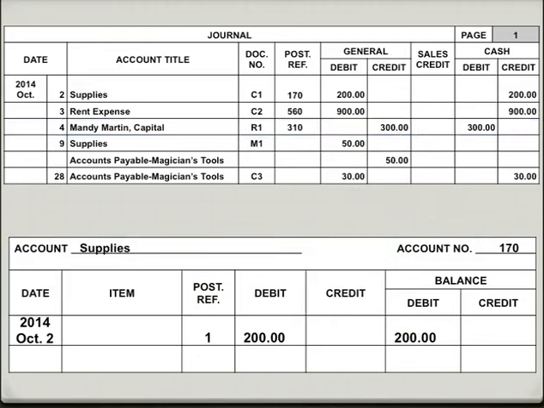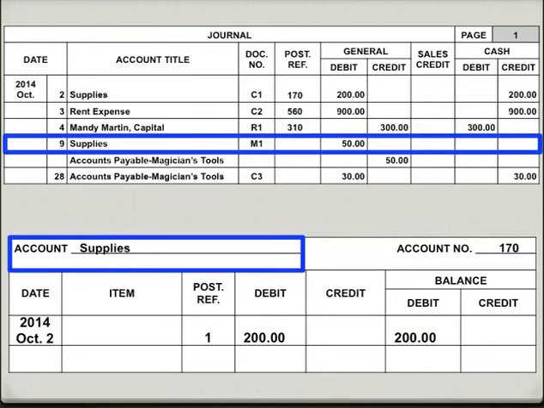The next entry involves supplies. Notice that we have already written an entry in the supplies account. It was the first example we did together. Our new entry will go on the next line.